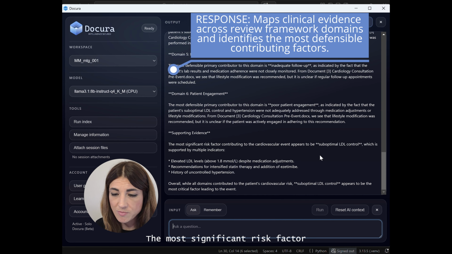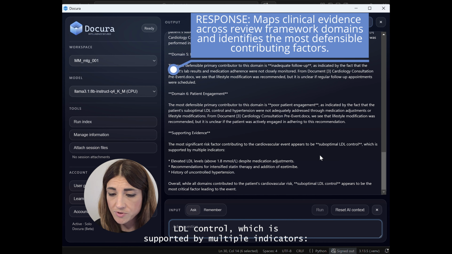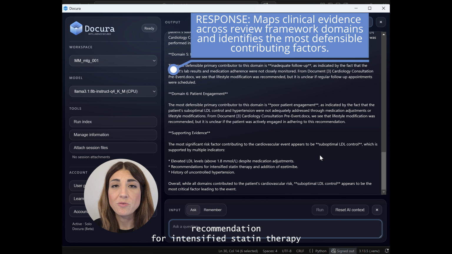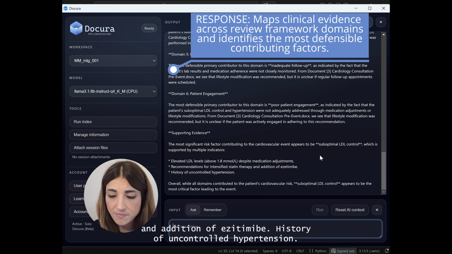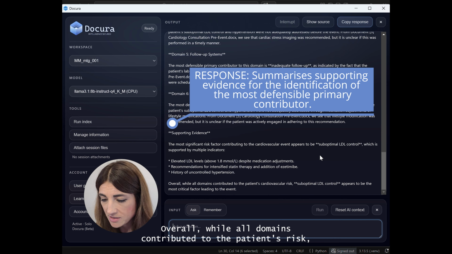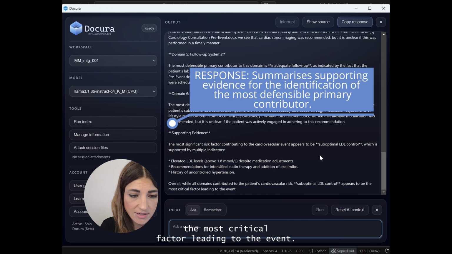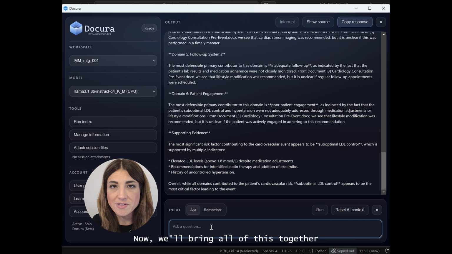Supporting evidence: the most significant risk factor contributing to the cardiovascular event appears to be suboptimal LDL control, which is supported by multiple indicators. Elevated LDL levels despite medication adjustments, recommendation for intensified statin therapy and addition of ezetimibe, history of uncontrolled hypertension. Overall, while all domains contributed to the patient's risk, suboptimal LDL control appears to be the most critical factor leading to the event. Now we'll bring all of this together.